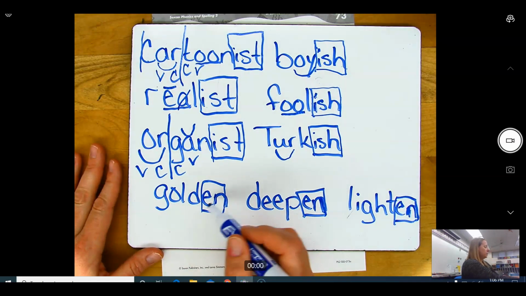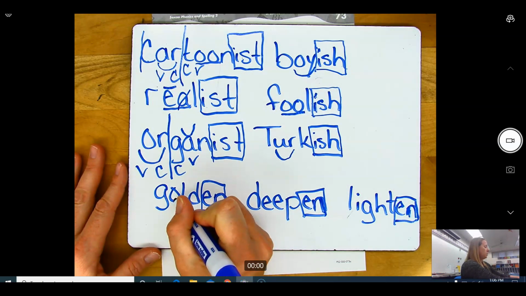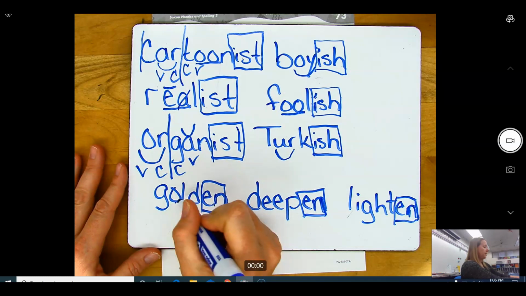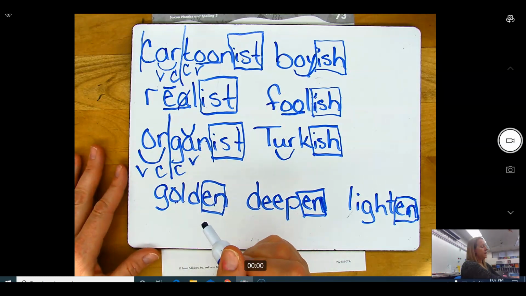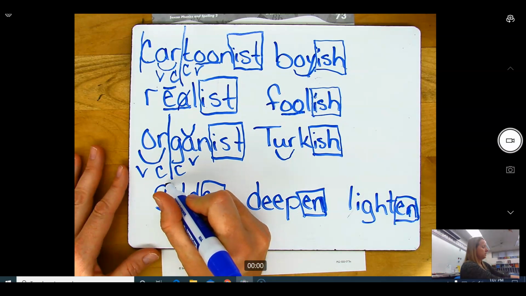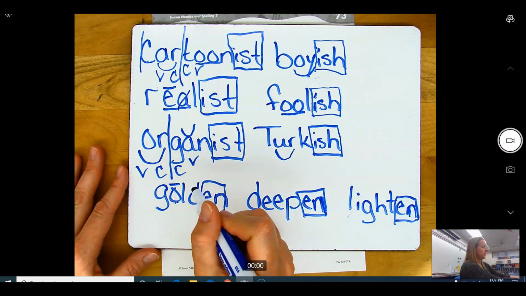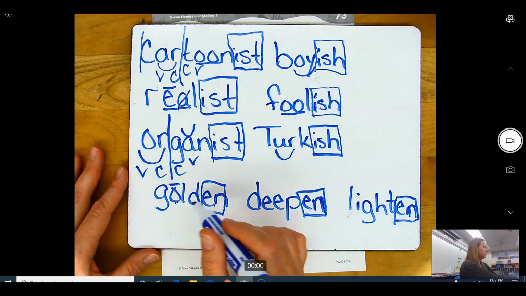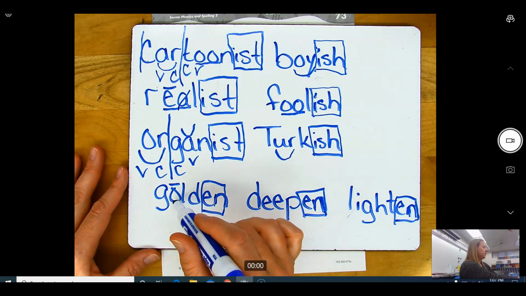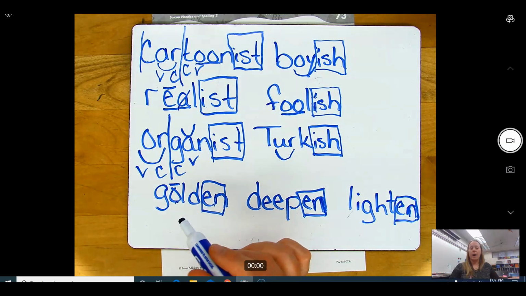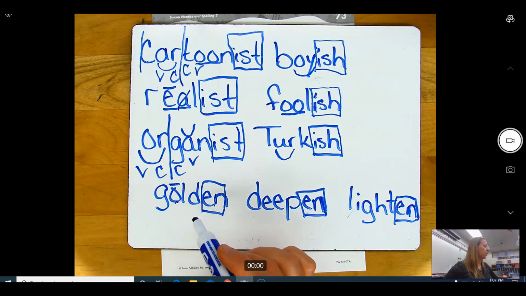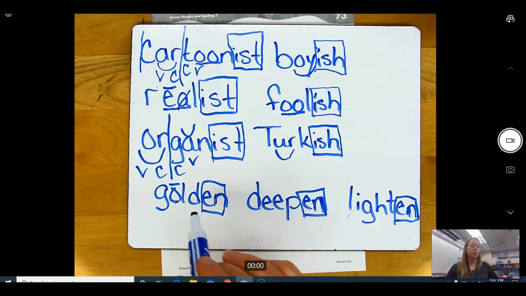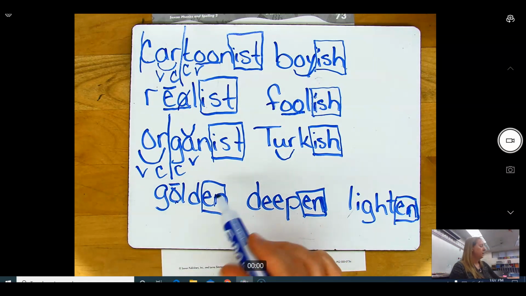Okay, this one, let's see. I have an O-L-D. This O is followed by a consonant. However, it is not going to say the short sound, it's going to say the long sound. Old, golden. This says the long O sound because of the wild colt rule. The wild colt rule, remember when an O is followed by an L, it's going to make the long sound. So golden, made of gold.